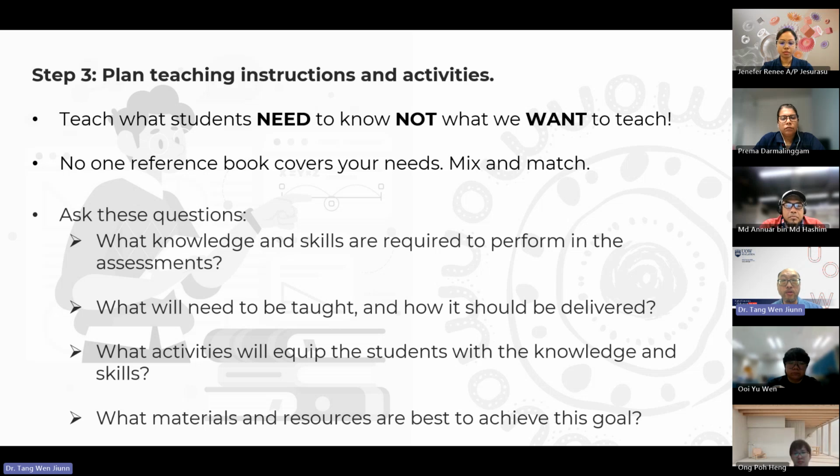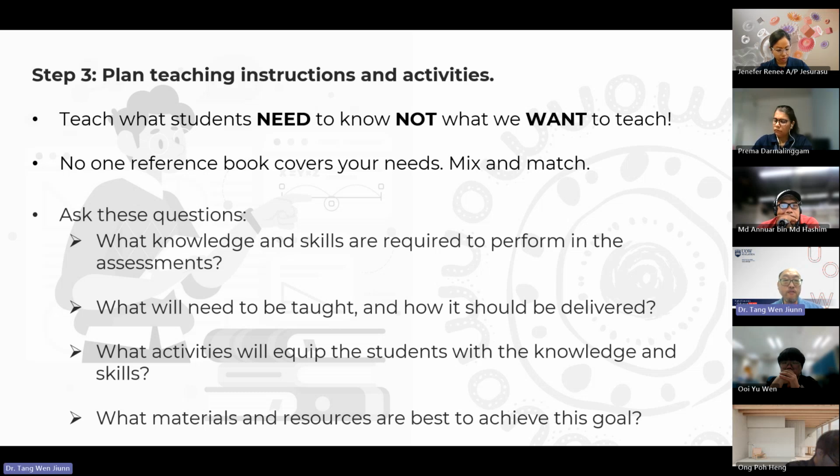If you think they need to read up before the class, you give them something to read up before the class. Or if you think they need to watch certain videos to understand the content better, let them watch the video. So all these things we can plan ahead if we have the LOs planned out earlier. All right, so this is what is meant by backward design.